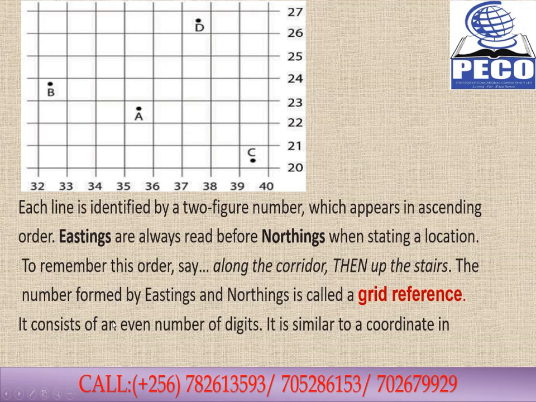This grid reference consists of even numbers, and these numbers are similar to the coordinates that we use in mathematics: horizontal axis or x-axis and y-axis. So those coordinates are similar to our grid numbers, the easting numbers and the northings.